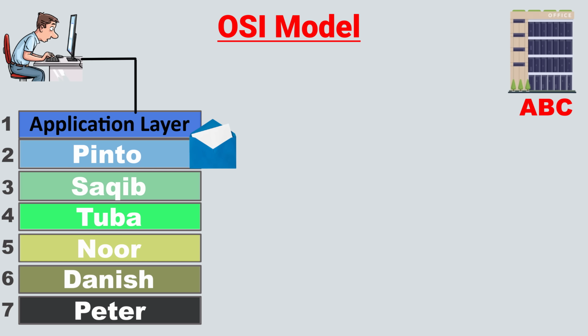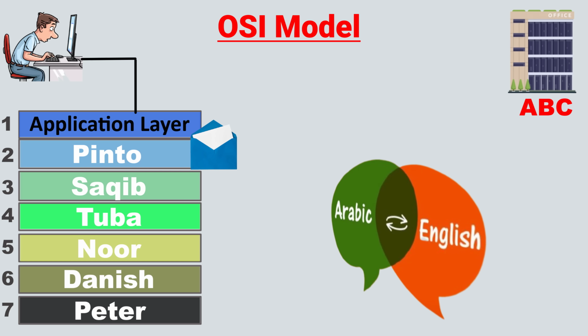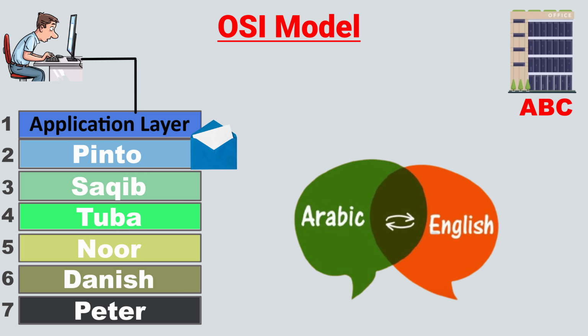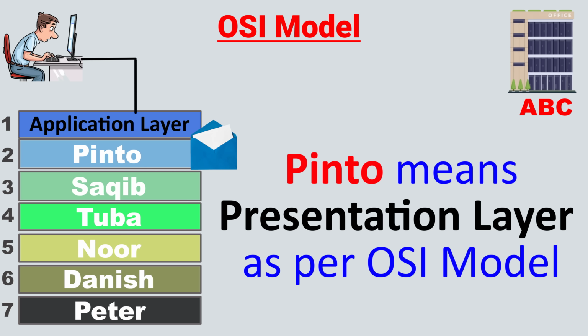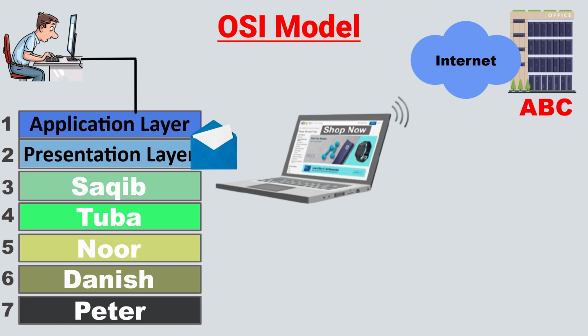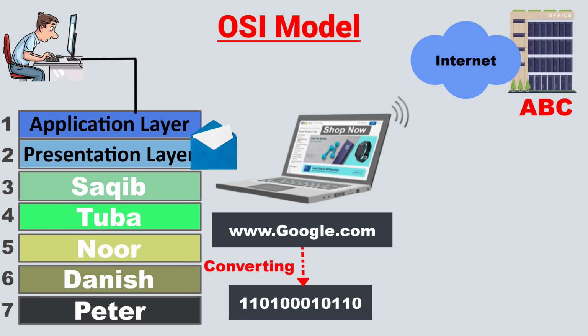So as per the story, Abdul gave 400 pages to Pintu, and what did Pintu do? Pintu translated those pages from Arabic to English because Pintu knew the other company doesn't know Arabic. Pintu means the presentation layer as per the OSI model. The basic function of the presentation layer is to convert application layer data into machine-understandable binary format, 1s and 0s.